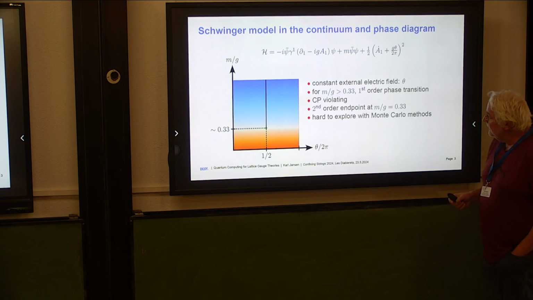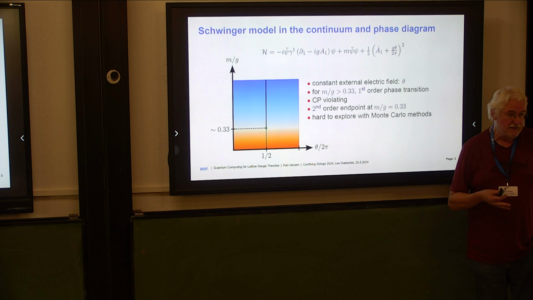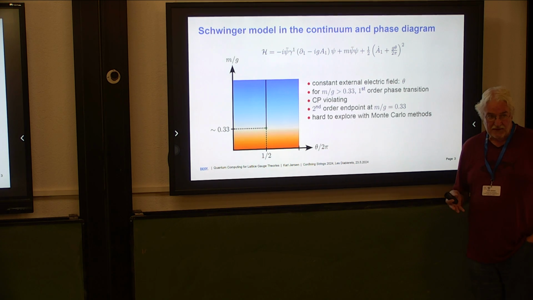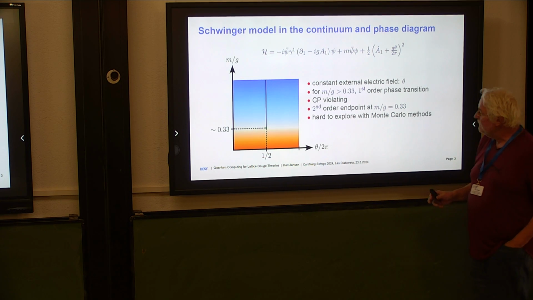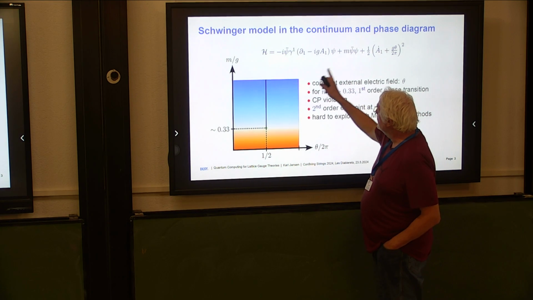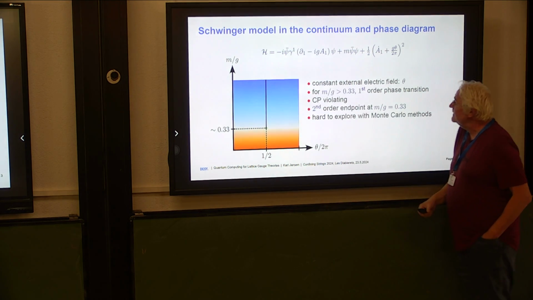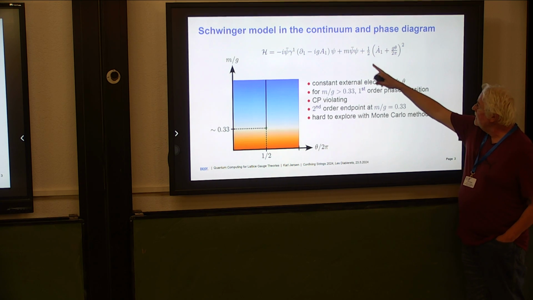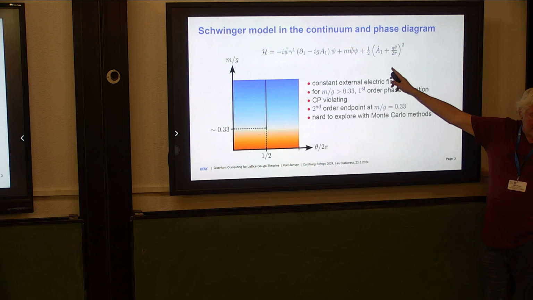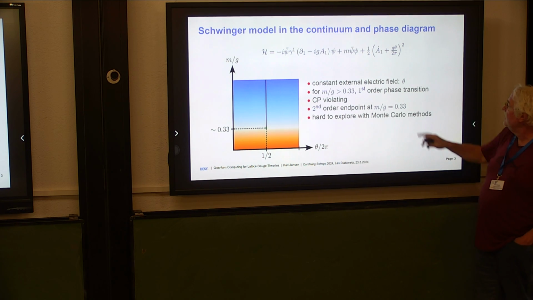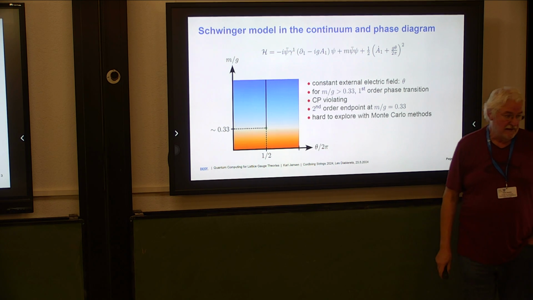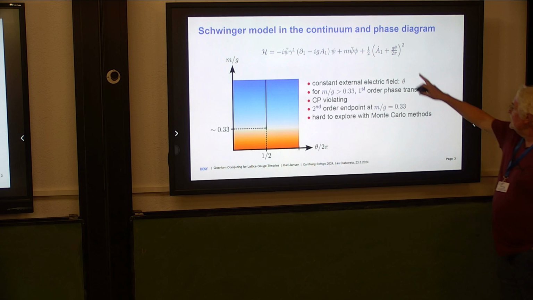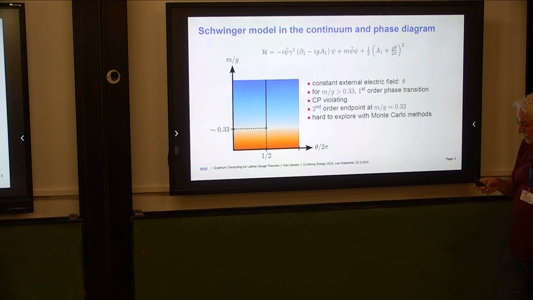What is the Schwinger model? It is one space, one time dimension. If we go to the Hamiltonian, we only have one space dimension, and what you have is a kinetic term with a gauge covariant derivative. You have a mass term, and you have the electric field, the time derivative of the gauge potential, and you have a constant external electric field, which is given here by this parameter theta.